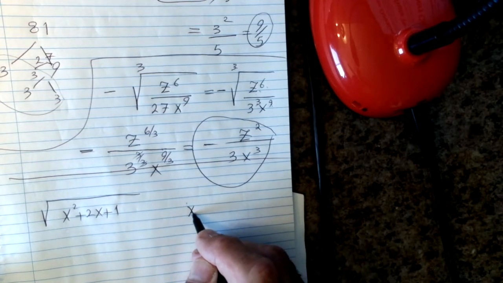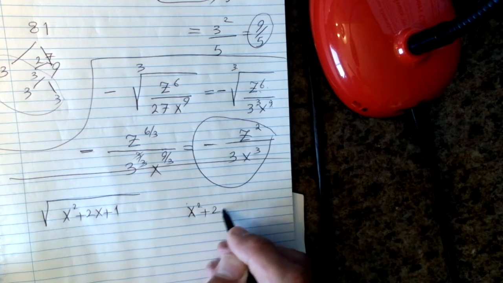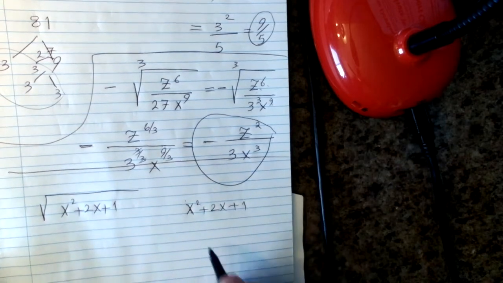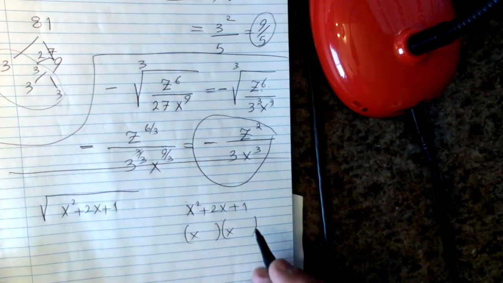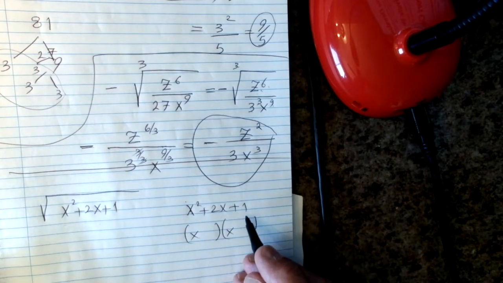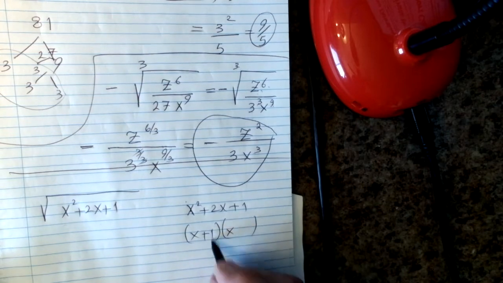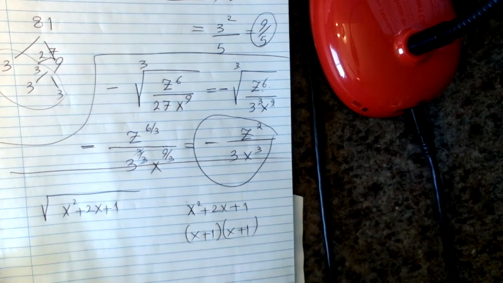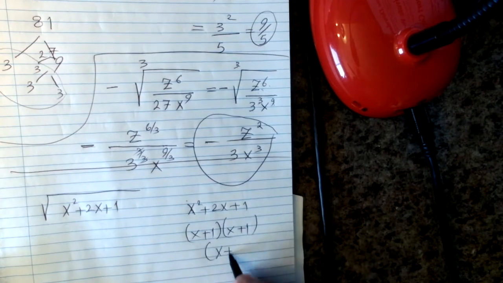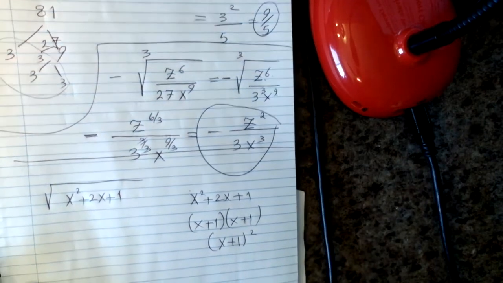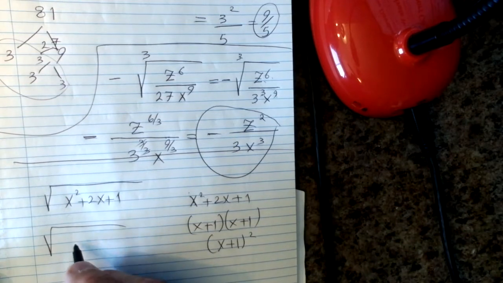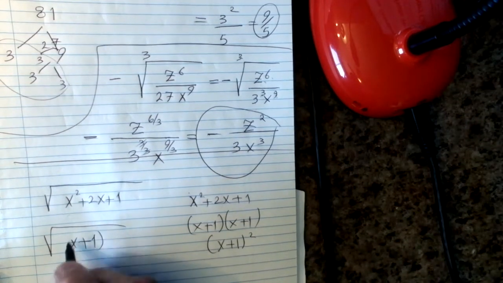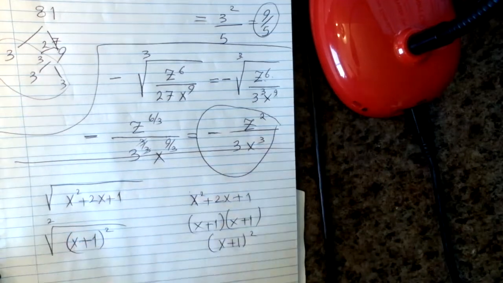When we were doing factoring, we were saying that here you open two parentheses, you put x and x, you find two numbers that when you multiply is 1, and when you add is 2. So that would be x plus 1 to the power of 2, okay? So here you put x plus 1 to the power of 2.